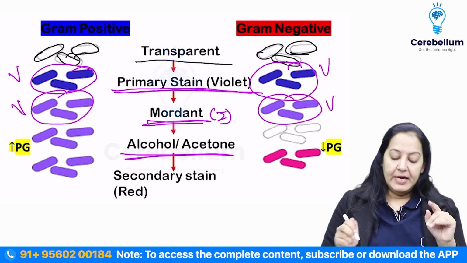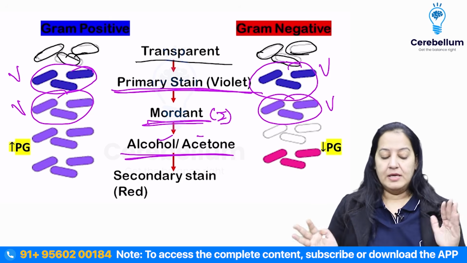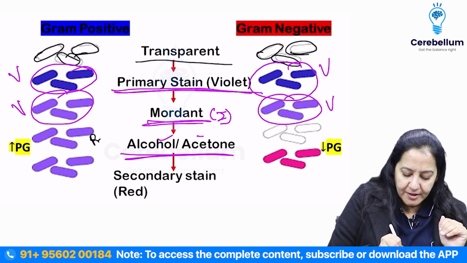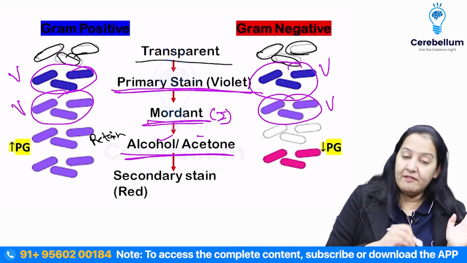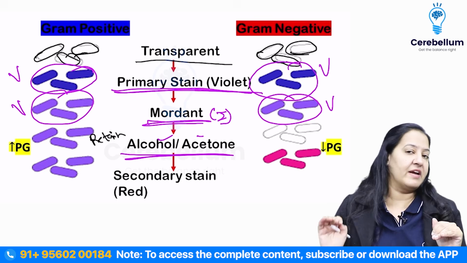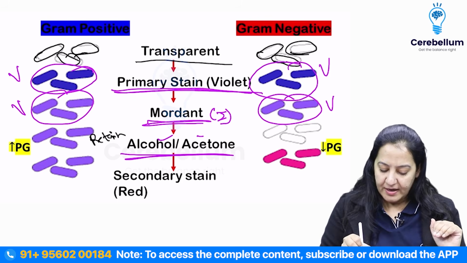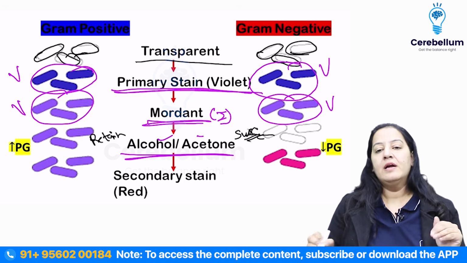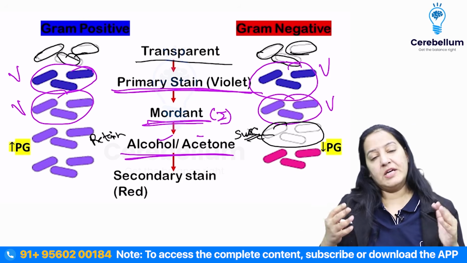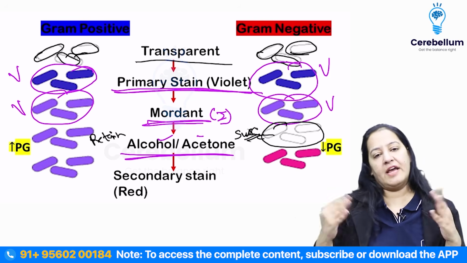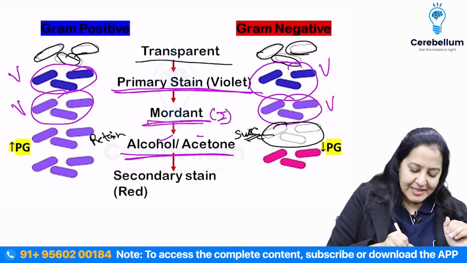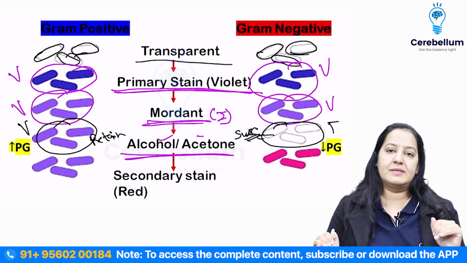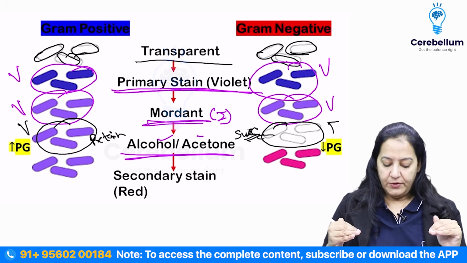Decolorizer makes the difference. It can be alcohol or acetone, but not acid. Now, there are some bacteria which retain the primary stain. They are still violet. They do not lose it in presence of decolorizer. But there are certain bacteria, you can see here, they are susceptible. They are very susceptible to decolorizer. As you put decolorizer on them, decolorizer will take the primary stain out and they again will become transparent. So, in the third step, some bacteria are still violet, but some become transparent. That makes a difference, right? That makes a difference. You can see here.